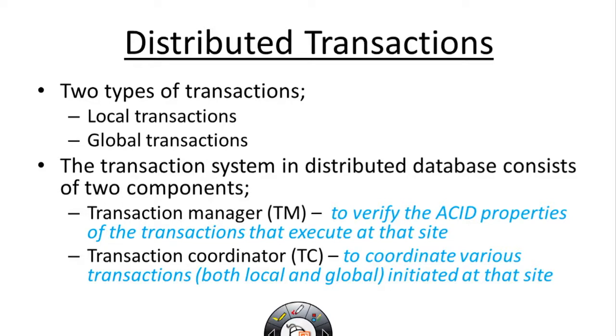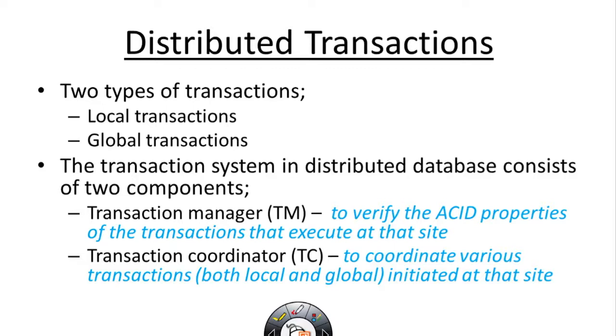For this, the transaction subsystem in a distributed database consists of two components. One is the transaction manager, another one is the transaction coordinator. We have a transaction manager in each site. It is to verify the ACID properties of the transactions that execute at that site. That is for local transactions.